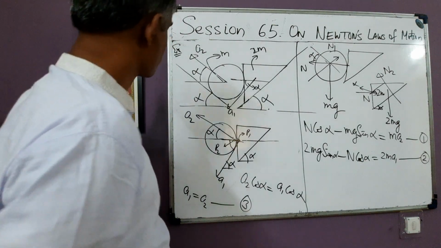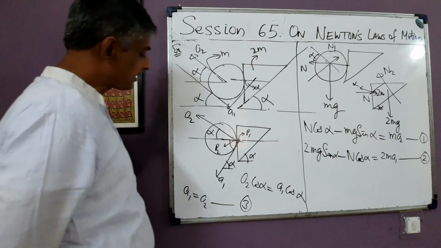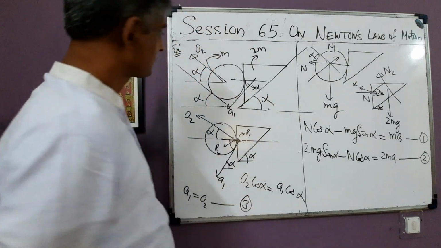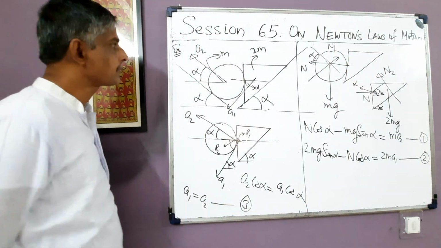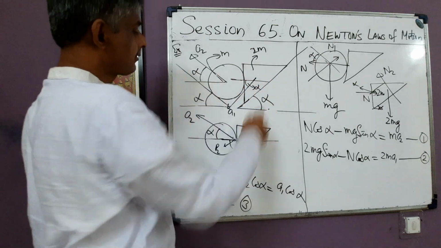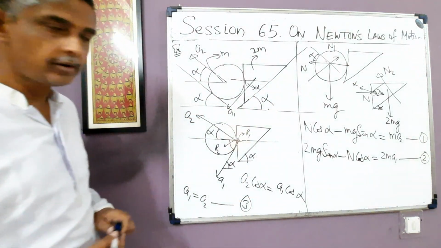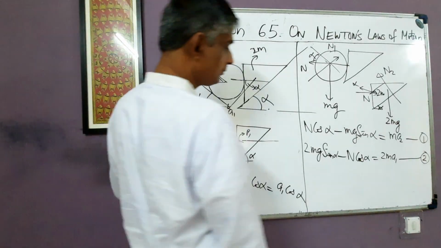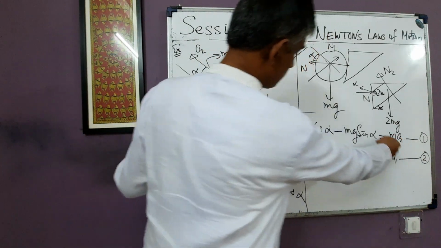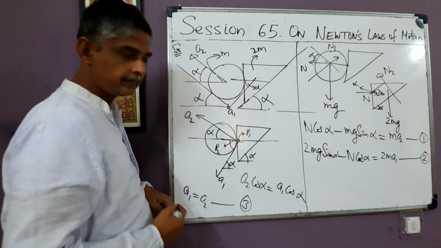So we get A2 cos alpha is equal to A1 cos alpha. Alright. This is a common normal. So from this it follows that A1 is equal to A2. Alright. Now simply what we'll do, we'll find A1, A2 and substitute in this third equation.